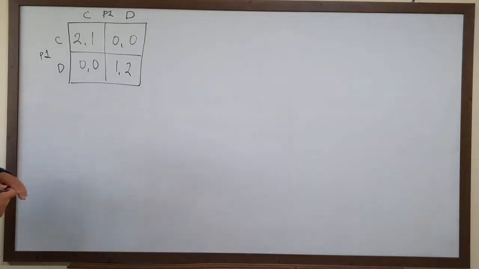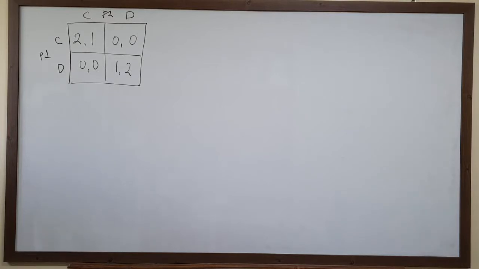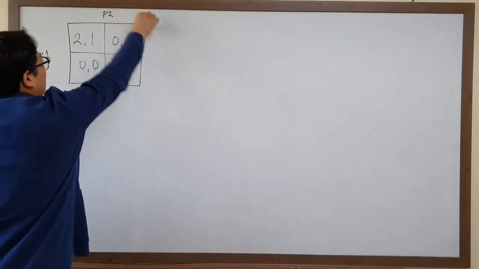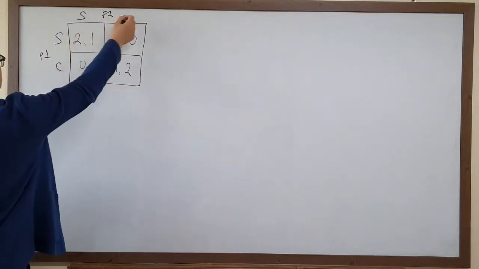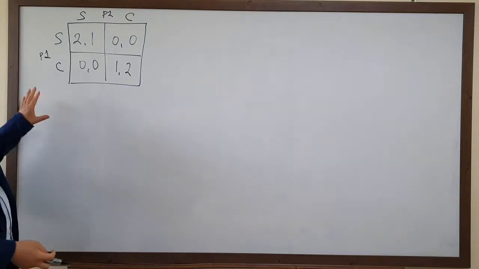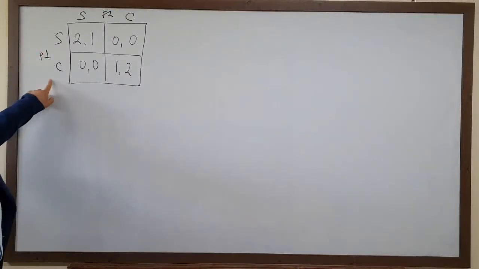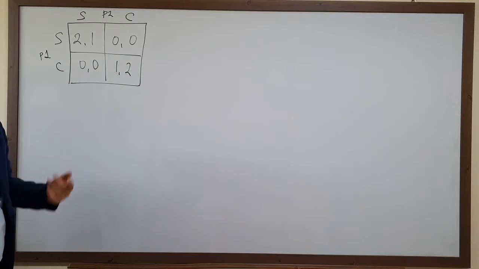Okay, almost the same, but the strategy names are different, so I'm going to change the names. Instead of using CB, I'm going to use SC. S stands for Starbucks and C stands for Coffee Bean. Okay? So the question was find all equilibria, including pure strategy Nash equilibrium and also mixed strategy Nash equilibrium.